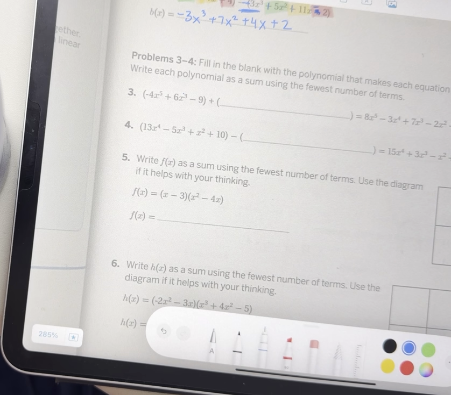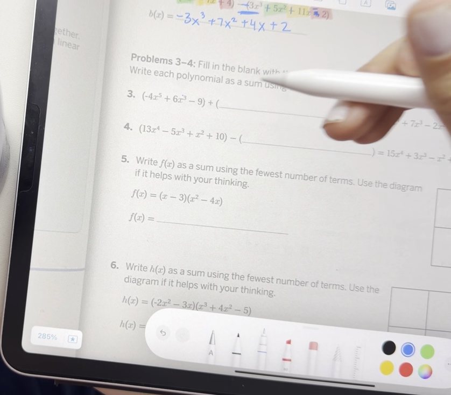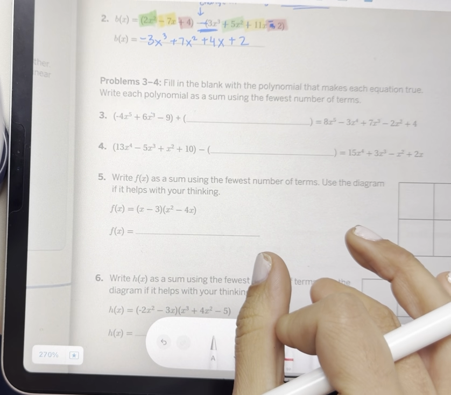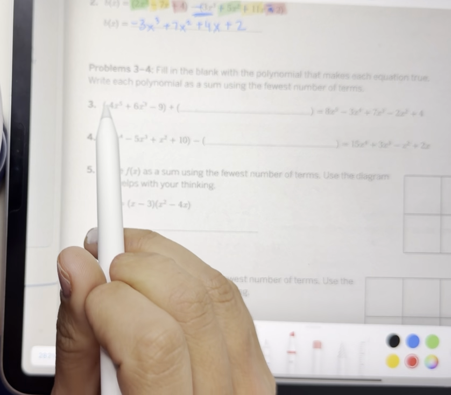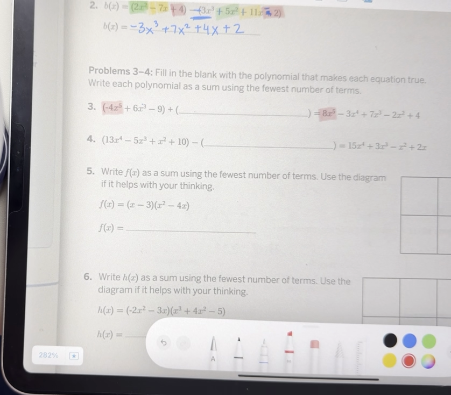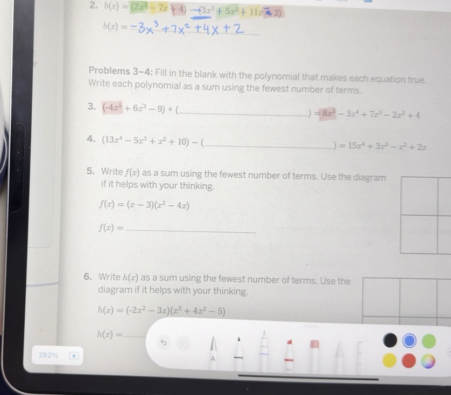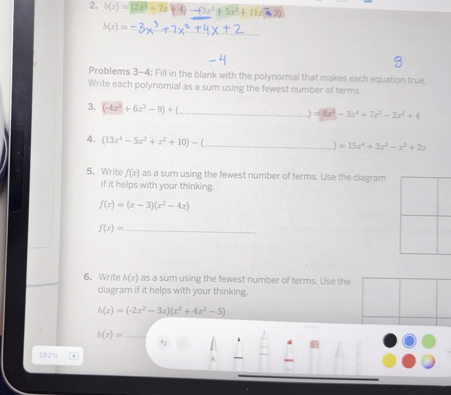Okay, let's see what they want. They want to figure out what polynomial was here that got added to that to become this. So it's all going to come down to the like terms. For example, this negative 4x to the 5th became 8x to the 5th. It joined with something and became 8. So how does negative 4 become 8?